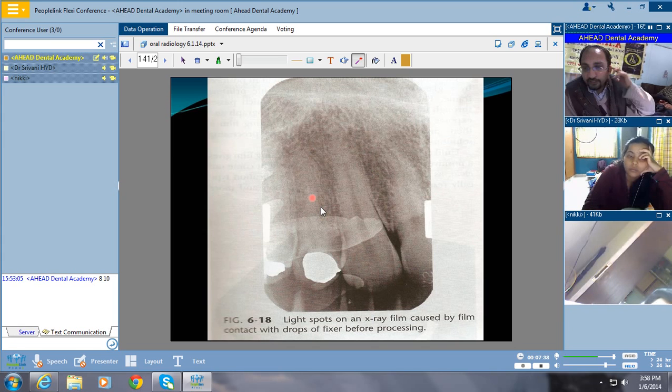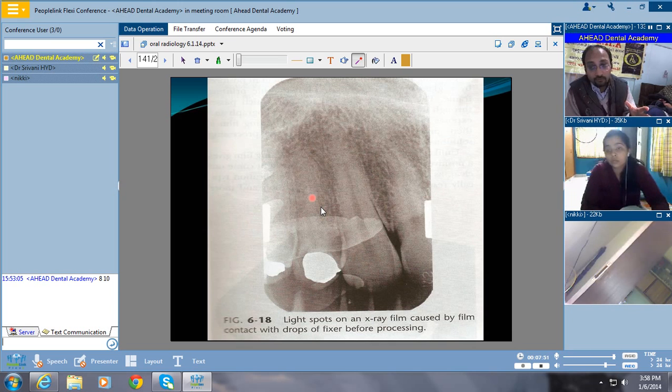What do you think is the most common cause of dark image? Overexposure or overdevelopment? The most common cause of dark image, I'm not asking dark spot, of a dark image is overdevelopment or overexposure.